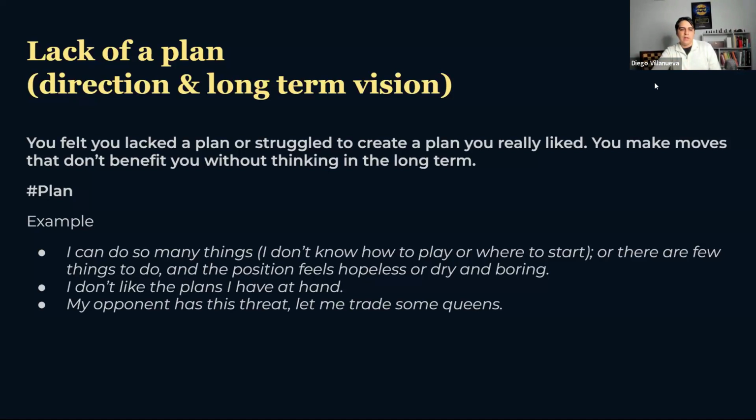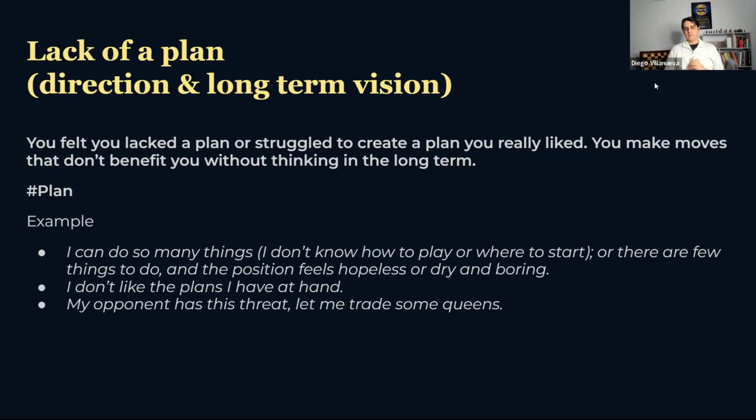One example: let's say you have a position you really like, but you can do a lot of things and you don't know how to play or where to start. That is a great example of you lacking a plan. Or maybe you have a position that feels dry, boring, hopeless, and you don't have an idea of how to continue. Not necessarily now, but in the next 5, 6, 7 moves. That is an example that you're lacking a plan. Or maybe you know what the plan can be, but you don't like the plans you have at hand.